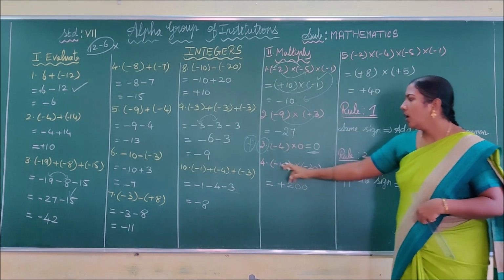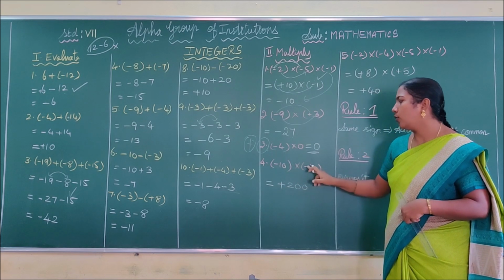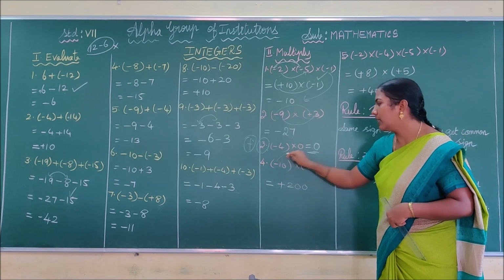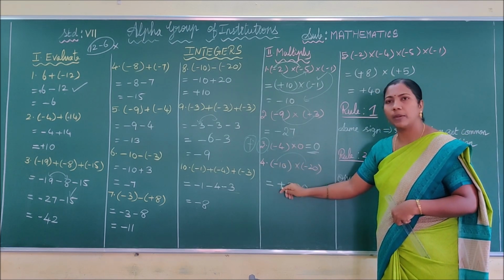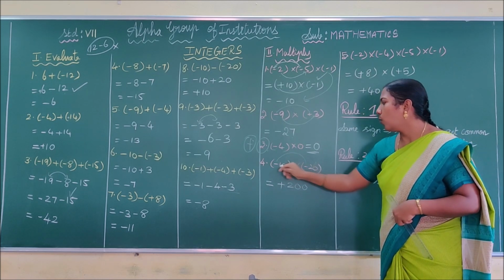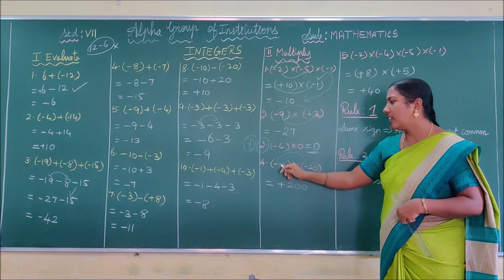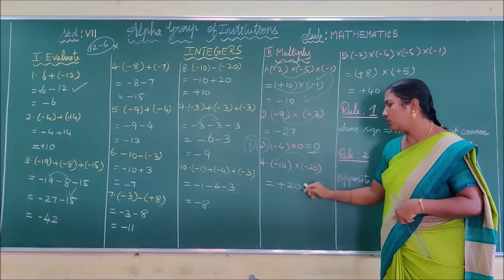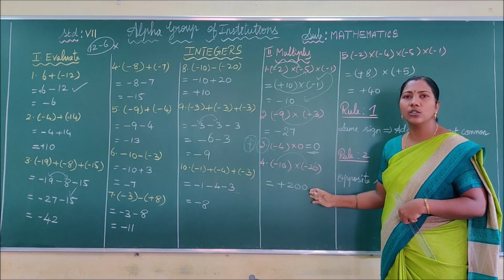See the next one. Fourth sum, minus 10 into minus 20. First you multiply the symbol. Minus into minus, plus. Next we are going to multiply the values. Okay? Ignore the zeros. 1 2s are 2. And then add the ignored zeros. How many zeros? 1, 2. 200. Thus the answer is 200.